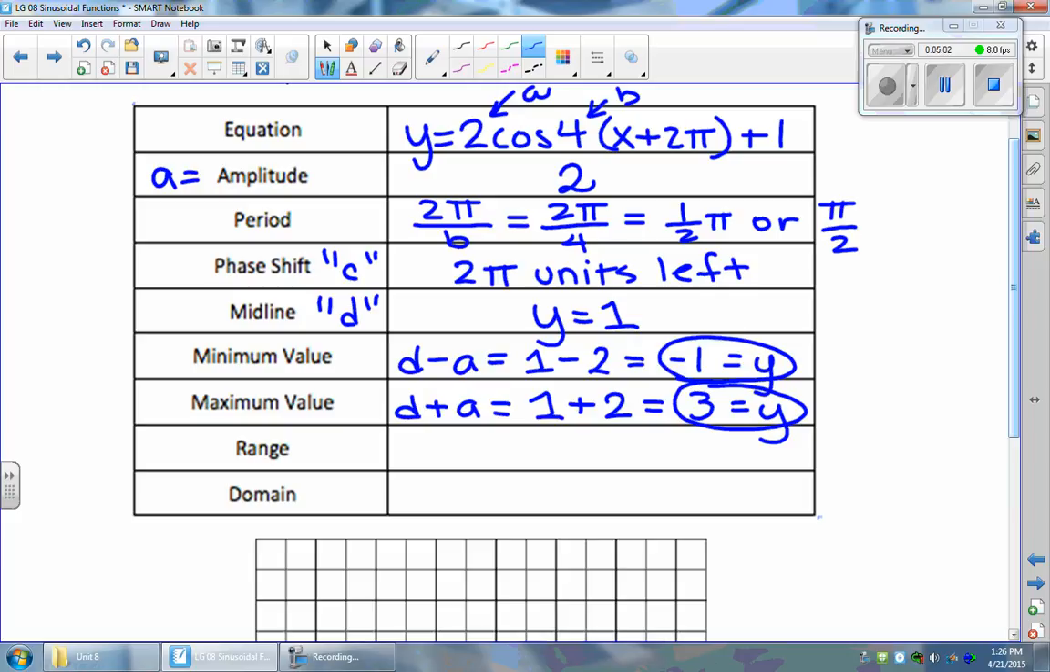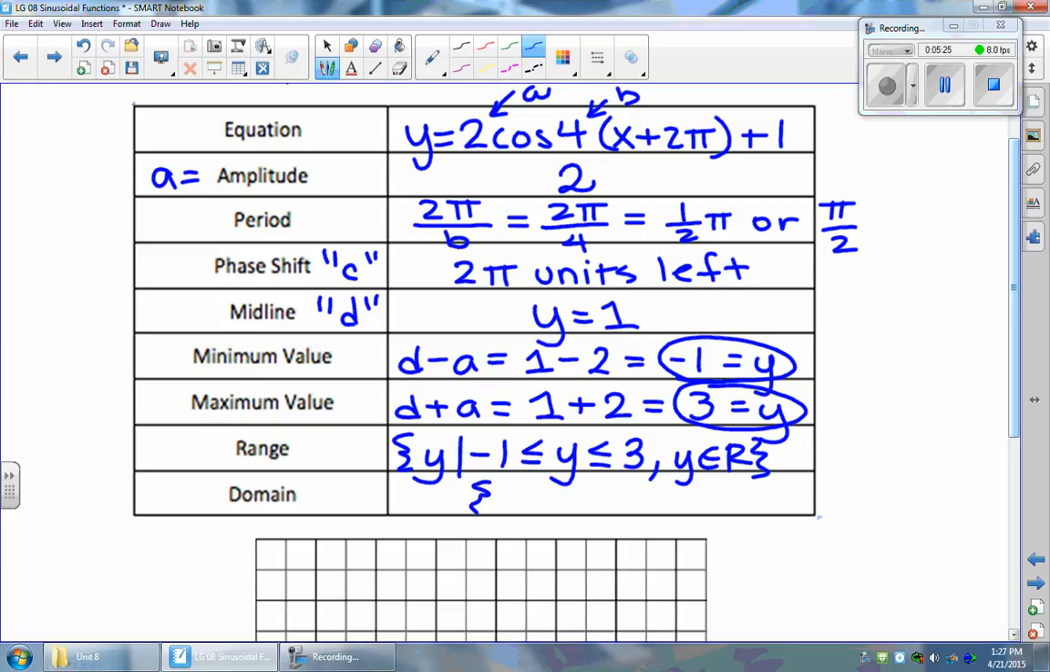The range is always going to be greater than the minimum and less than the maximum. So it's going to be greater or equal to -1. It's going to be greater or equal to the minimum and less than or equal to the maximum y value. But it could be any real number in between that minimum and maximum value.